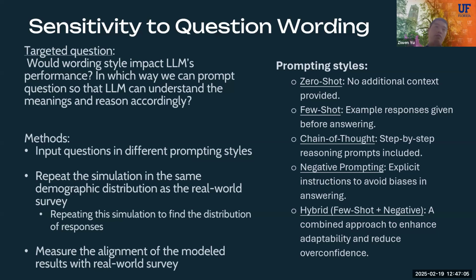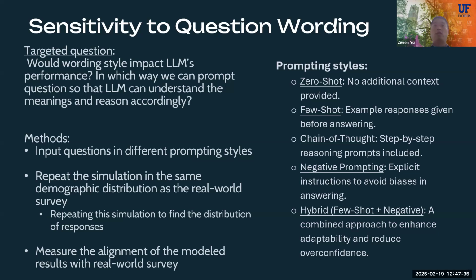And then the next prompting style is, instead of telling the LLM how you should reason, we just tell the LLM that you should not reason in this way or that way. So you're blocking the ways that are really wrong, and then only letting the LLM circle around any available logic that it can use. And then the fifth one is hybrid. So we are using few shots and negative styles together.